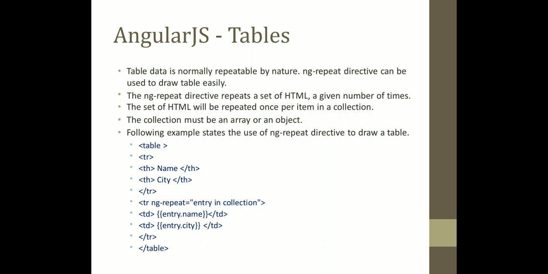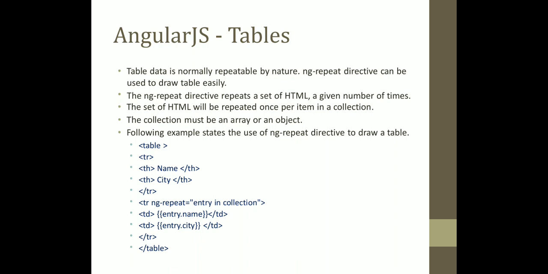The ng-repeat directive repeats a set of HTML a given number of times. Whatever number of times you want, you can use that ng-repeat directive. The set of HTML will be repeated once per item in a collection, and the collection must be an array or an object. So we'll see how these three things are implemented in code.